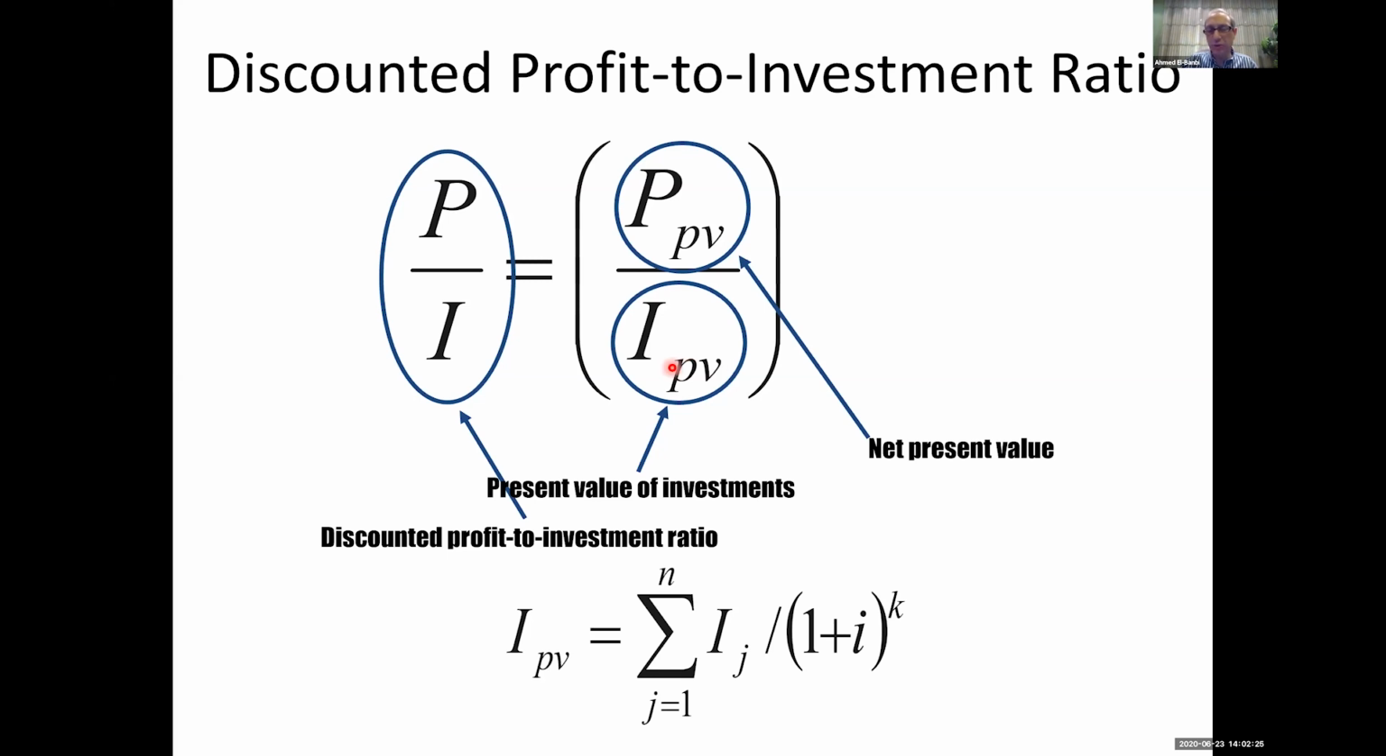There are variations of this measure, by the way, but this should be above 1.2 for the project to be good. And again, in very large projects, we may sanction or approve a project that has a discounted profitability ratio of 1.2 or 1.25, sometimes even 1.15. But in smaller projects, we want this discounted profit to investment ratio to be much higher than that.